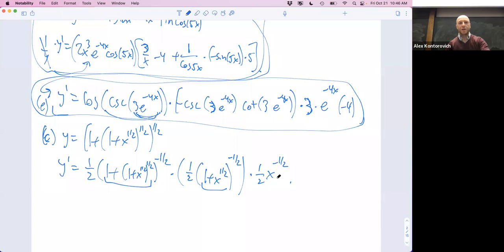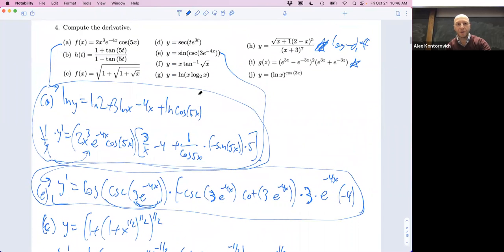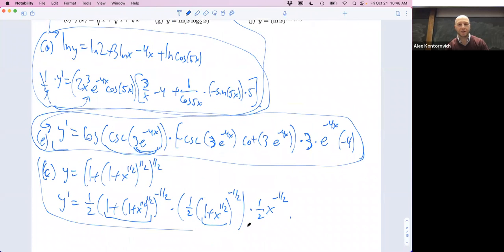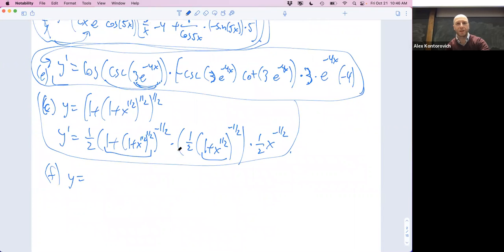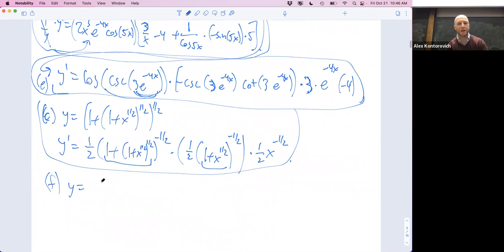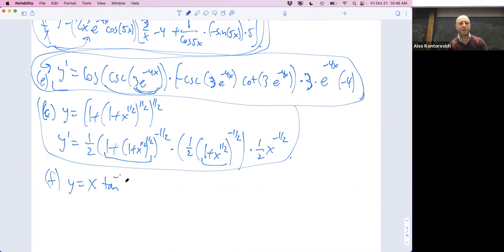The inverse one? F, let's do F. Okay, so that was C. F is x times inverse tan of square root of x. So y prime, product rule. I have a product of two things. First, I'll differentiate the x, that's 1, leaving alone tan inverse of square root of x, plus, now I'm going to differentiate this, leave the x alone, x times.